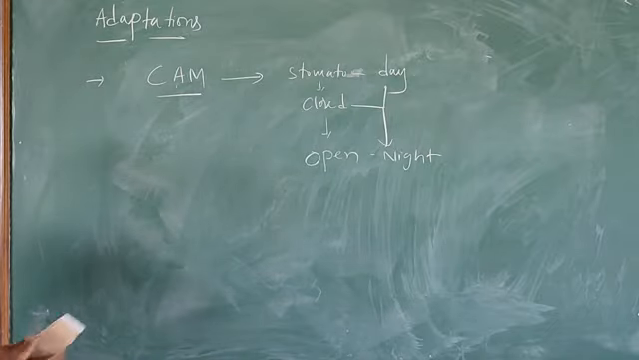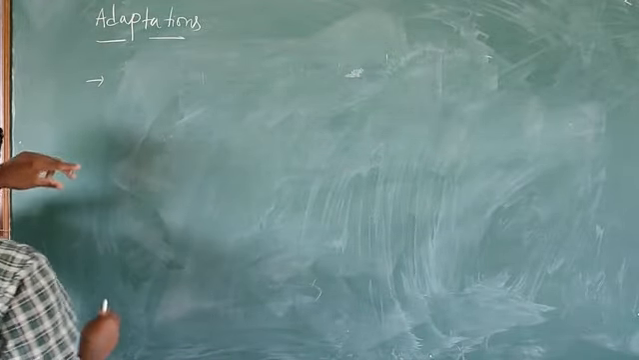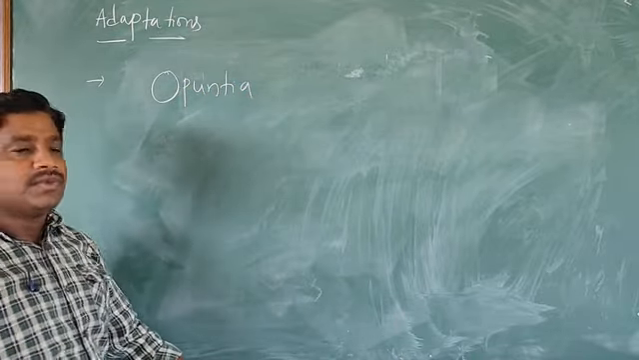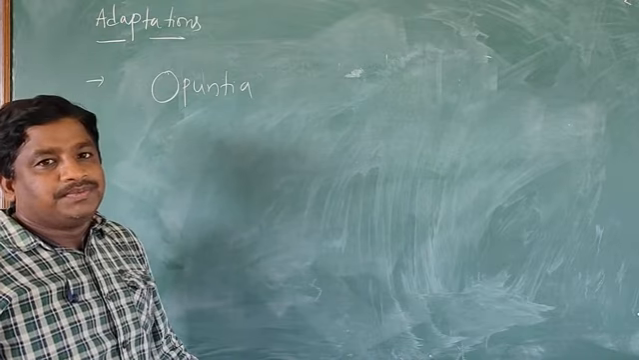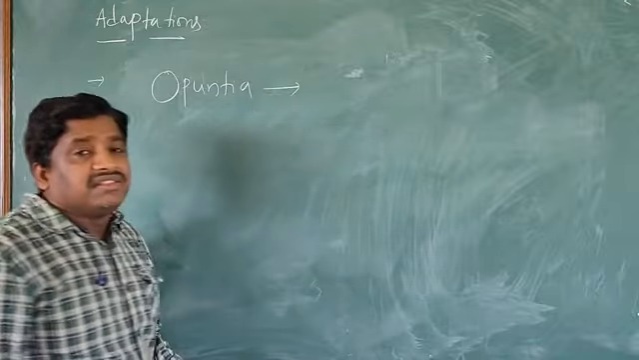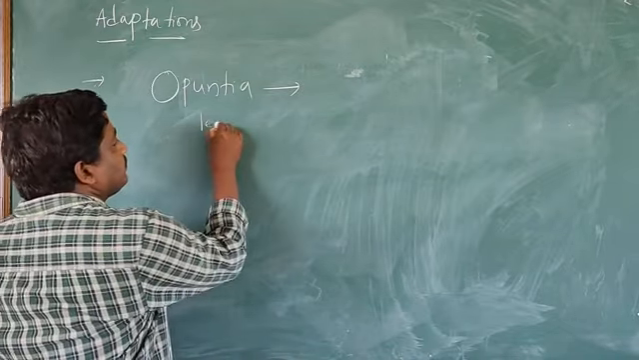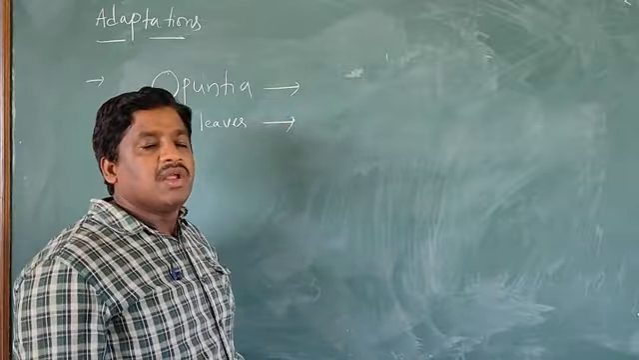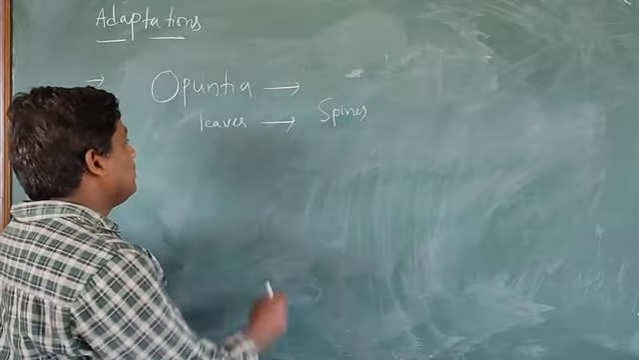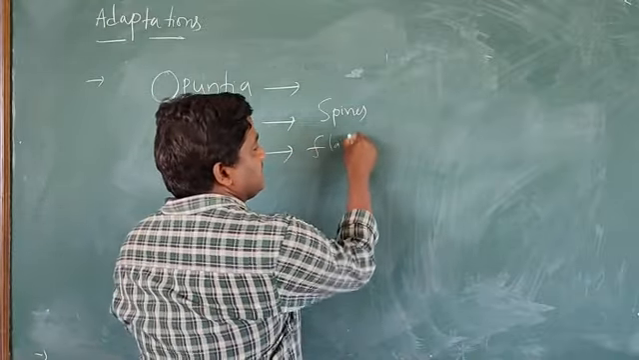Next, one more example we'll see. Opuntia plant. So in this Opuntia plant, the leaves are completely modified. Here the leaves are modified to form spines, and the stem is modified to form a flattened leaf-like structure.